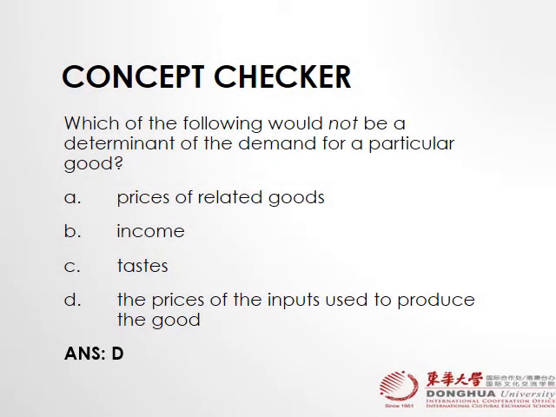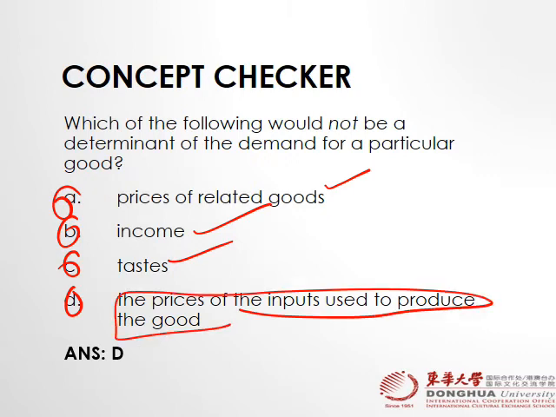Another concept checker. I'm going to give you 5 minutes. Pause the video and guess the right option. Okay, which of the following would not be a determinant of the demand for a particular good? Here, price of a related good, right? Income, taste, yes. And the price of inputs? No, we talk about consumer income, price of related goods, taste, expectations, and number of buyers. So D cannot be a determinant of demand for a particular good.